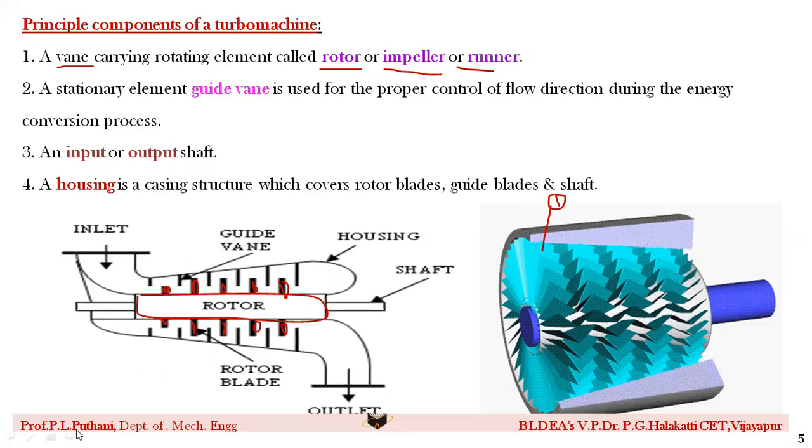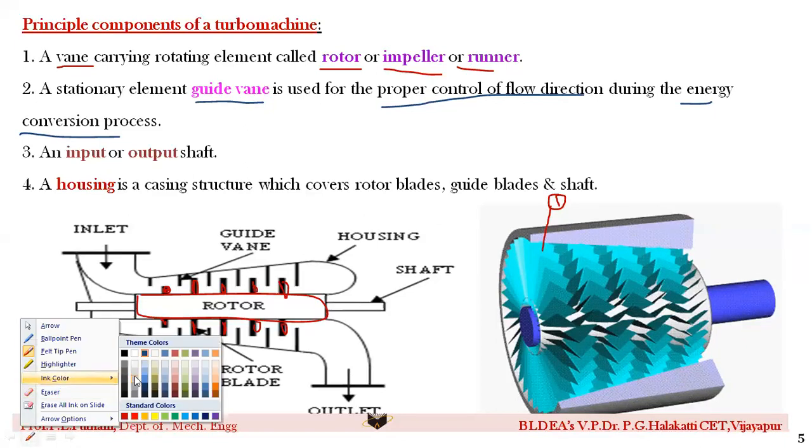The second important thing which we have discussed here is the guide vane. Guide means what? It is a stationary element. Stationary element means it is not rotating, it is in a stationary position. What is the purpose of using this guide vane? It is especially used for providing proper control of the flow direction, for the purpose of energy transfer, that is the energy conversion process. If you observe in this particular figure, I will show it in another color, which is easy for you all to understand.